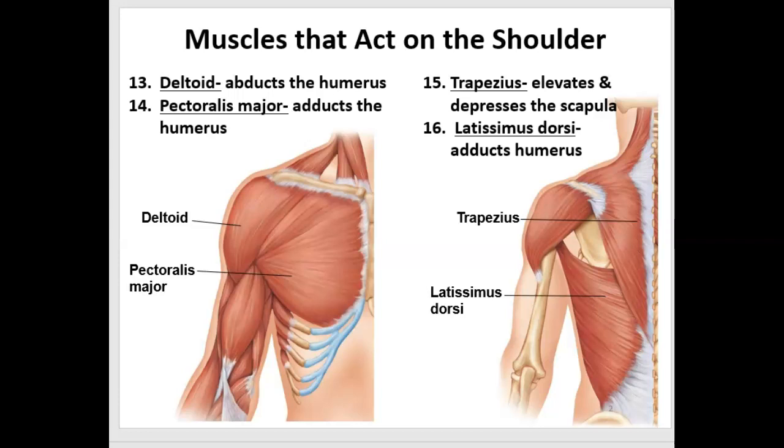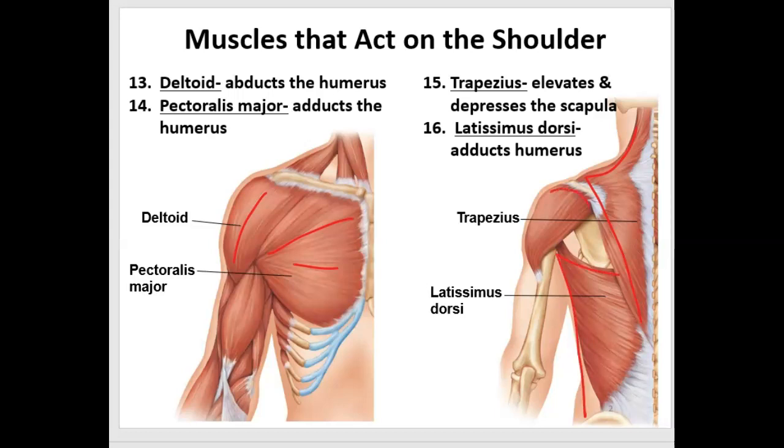So first we'll start with muscles that act on the shoulder, and muscle 13 is the deltoid, and it can be seen anteriorly. The pectoralis major is another one that can be seen anteriorly, and there are two that are visible posteriorly only, and that's the trapezius and the latissimus dorsi.